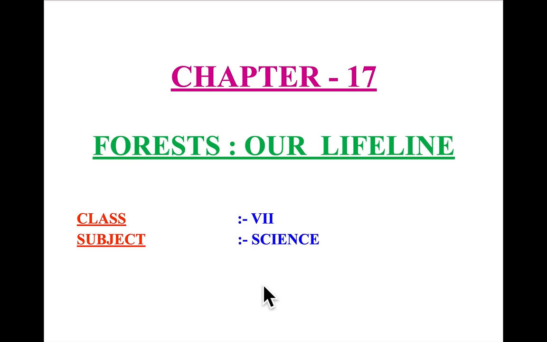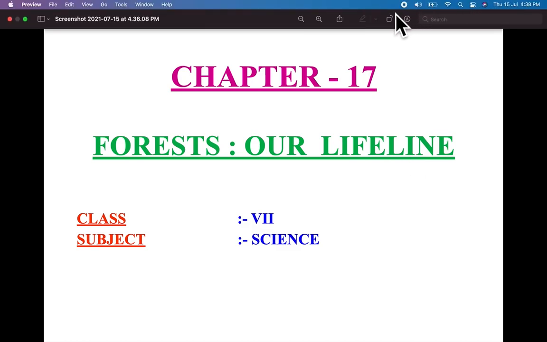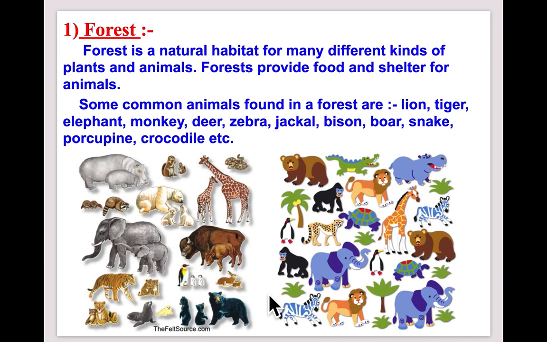Good morning, students. Today we are going to start the new chapter, chapter 17 of your book, that is Forests are Lifelines. Now, the question arises: what are forests? A forest is a natural habitat for many different kinds of plants and animals. The forest is a place where we can find different types of trees and a wide variety of plants and animals.